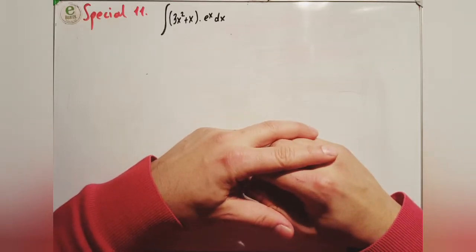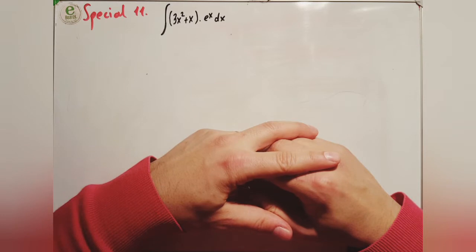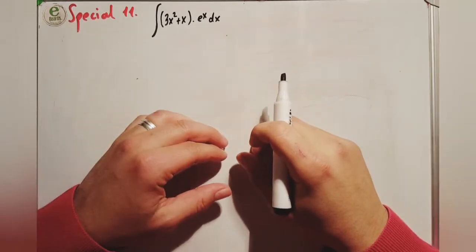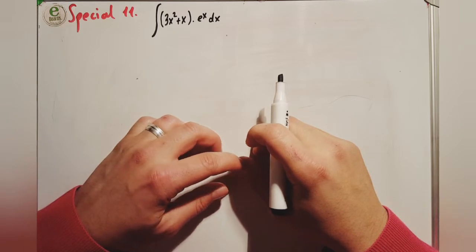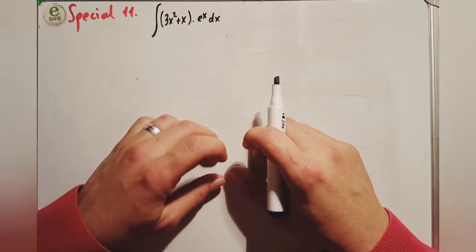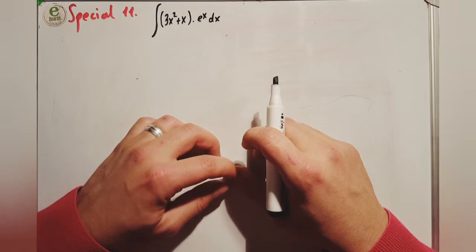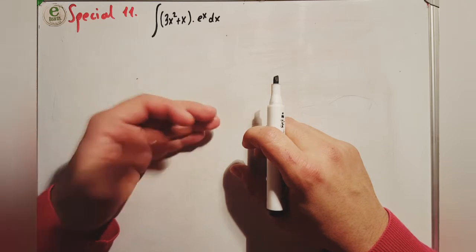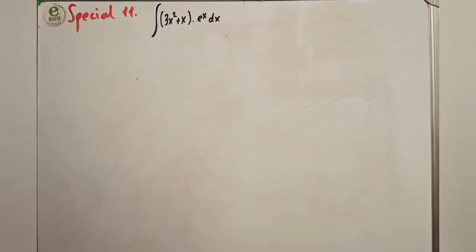Today I'm going to solve an indefinite integral, so let's get to it. For the integral of (3x squared plus x) times e to the power of x dx, we are going to apply u times v minus the integral of v times du.